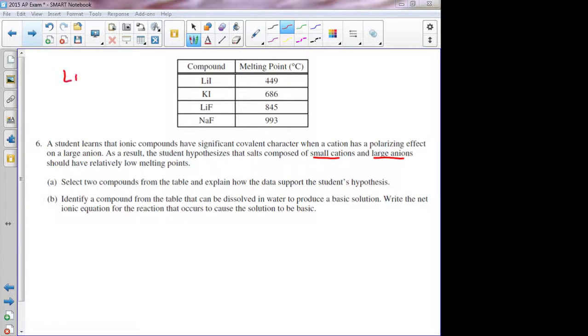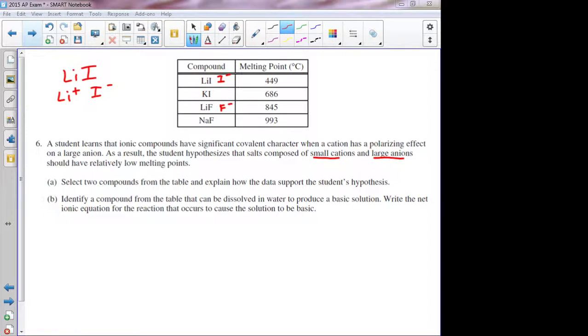Okay, guys. LiI. What's the cation in this? Li, which is Li positive. What's the anion in this? I. What are the 2 anions they give me in this chart? I and F. Thank you.